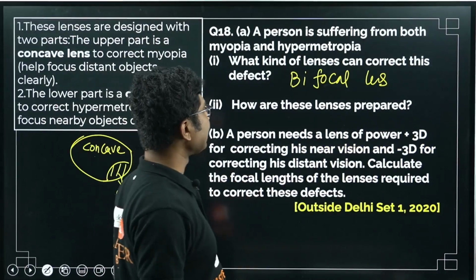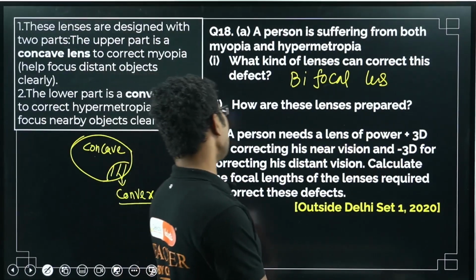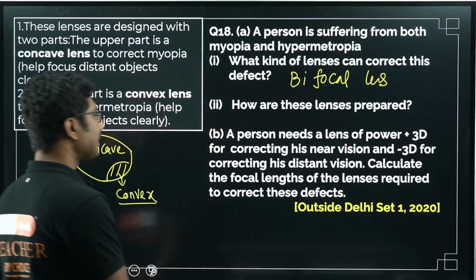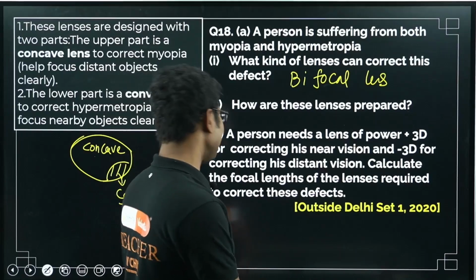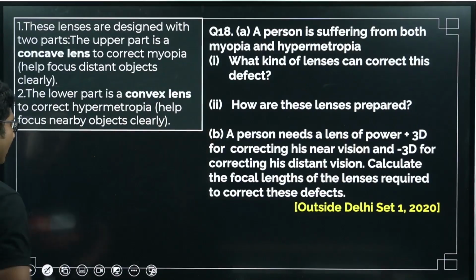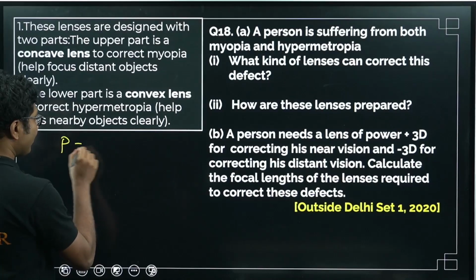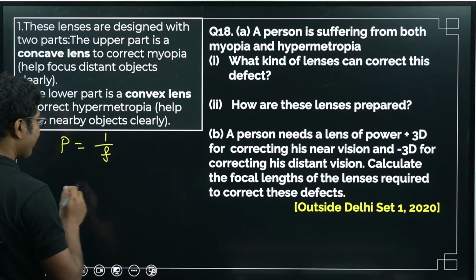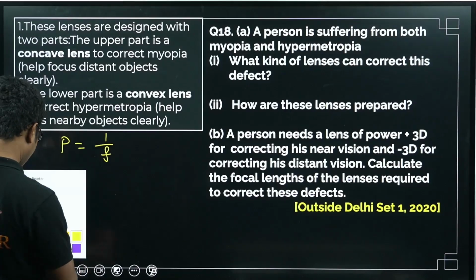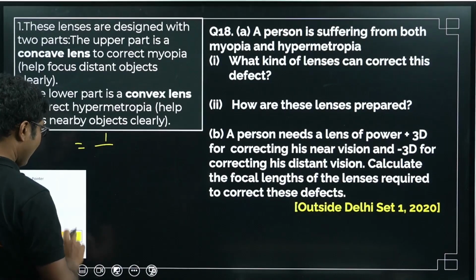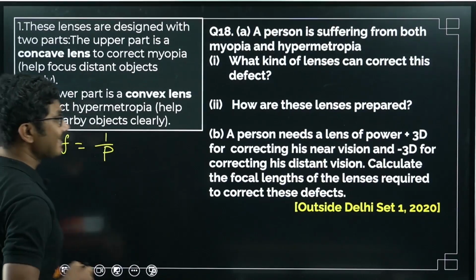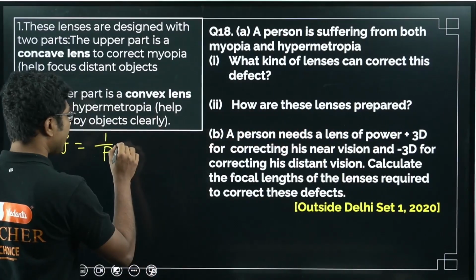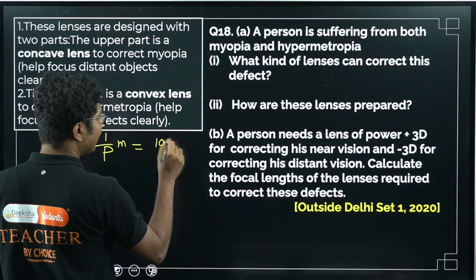So what is the other part? A person needs a lens of power plus 3D for correcting the near vision and minus 3D for correcting his distant vision. Calculate the focal length of the lenses required for correcting these defects. So let's solve this part, very easy. P equals 1 by F, when F is in meters. If you find the reciprocal of power, you will get the focal length in meters. Now if you want to convert it into centimeters, you have to multiply with 100.